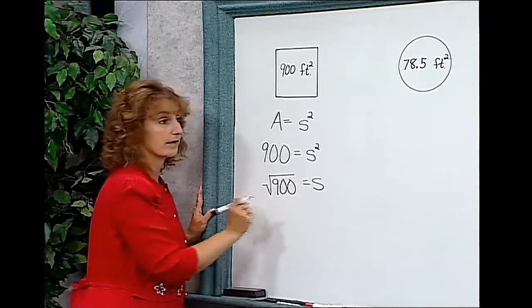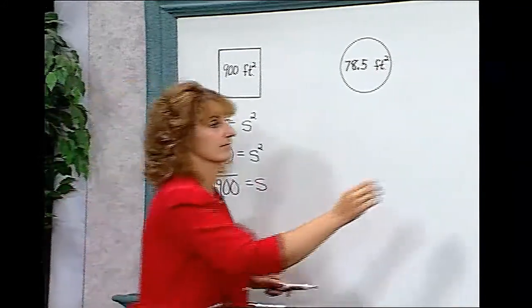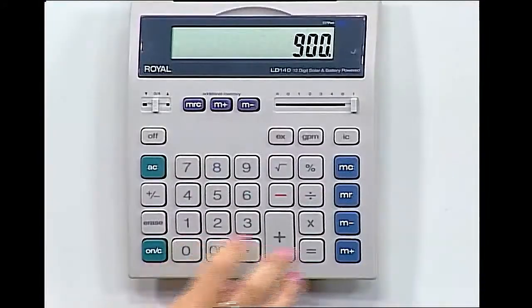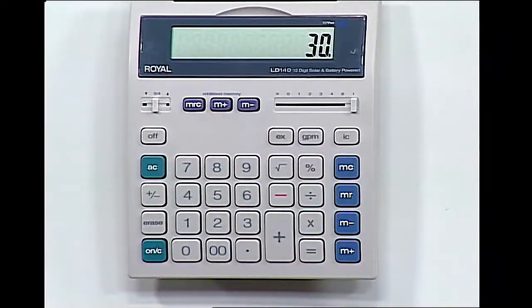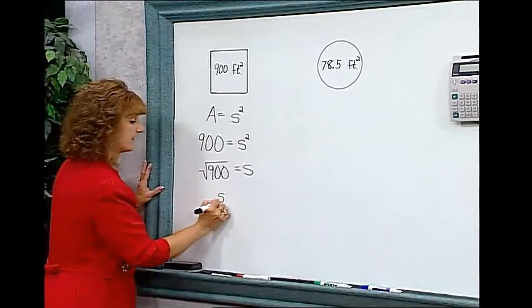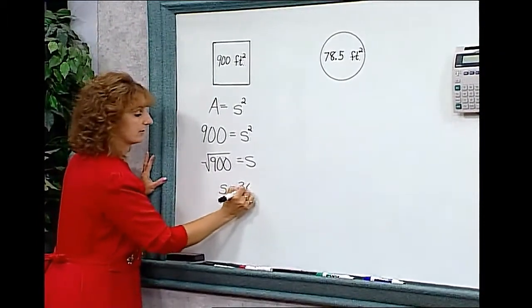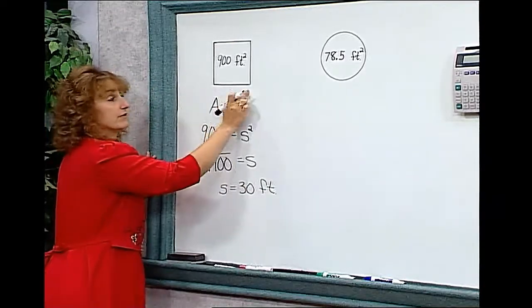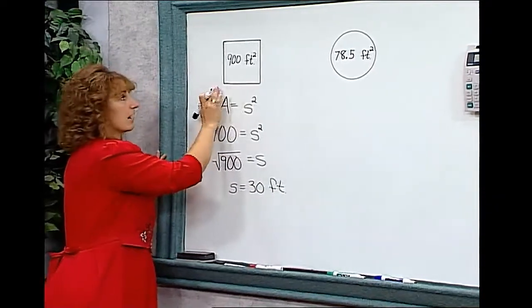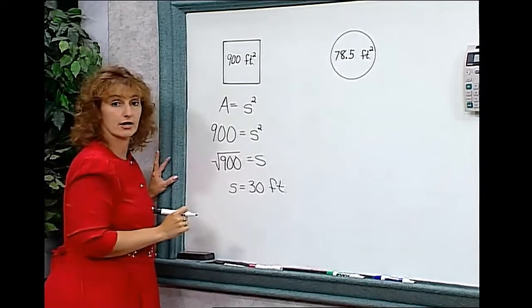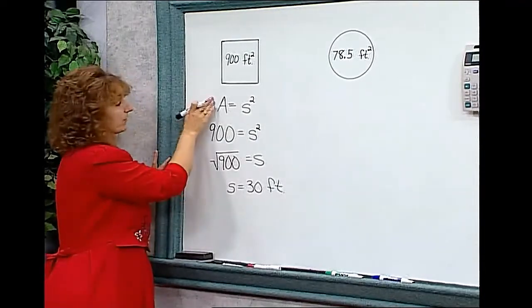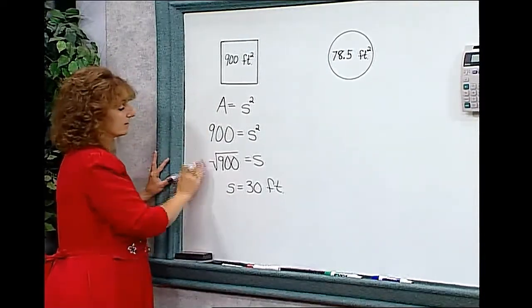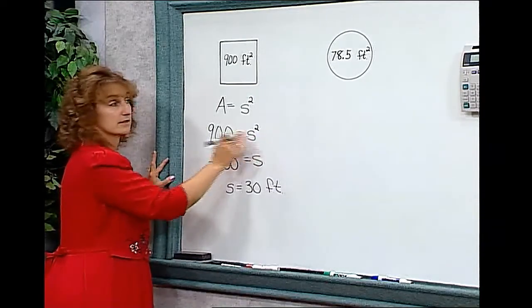So now I'm going to go to my calculator, put in the 900, and hit square root, and find out that the answer is 30 feet. Each side of this square would be 30 feet. 30 times 30 gives me 900. So when we find the side, we needed to do square root, the opposite of squaring.